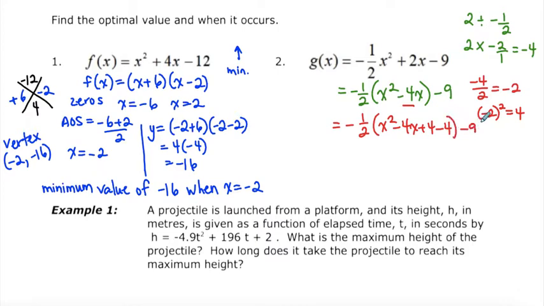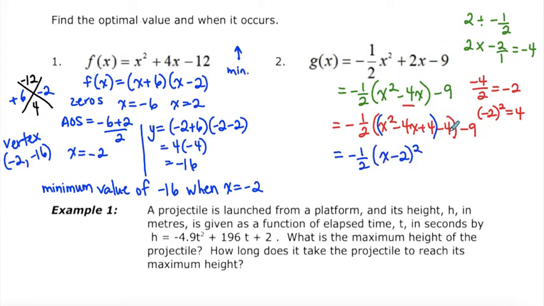bracket, minus 9. Remember, when we're completing the square, we want to factor the first three terms inside of that bracket. So again, we're looking for the two numbers that multiply to give us 4 and add to give us negative 4. And yesterday we also discovered that it's always going to be that number when we first took the coefficient of our x term and divided it by 2. So negative 2 is going to be the number that multiplies to give us 4 and adds to give us negative 4. So we can write this as negative 1/2 bracket x minus 2 squared.